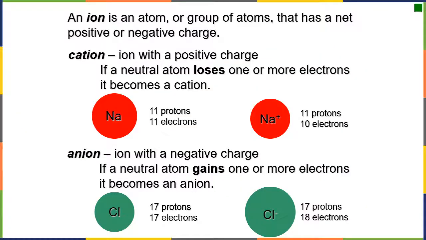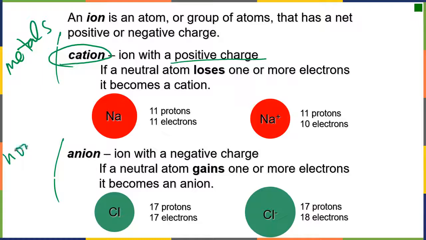So remember, an ion has a net charge, an uneven number of protons and electrons. Cations have positive charges, which occurs when a neutral atom loses an electron. Remember that metals lose electrons and make cations. Anions are ions with a negative charge. This is what happens when something gains an electron. Nonmetals gain electrons to make anions.